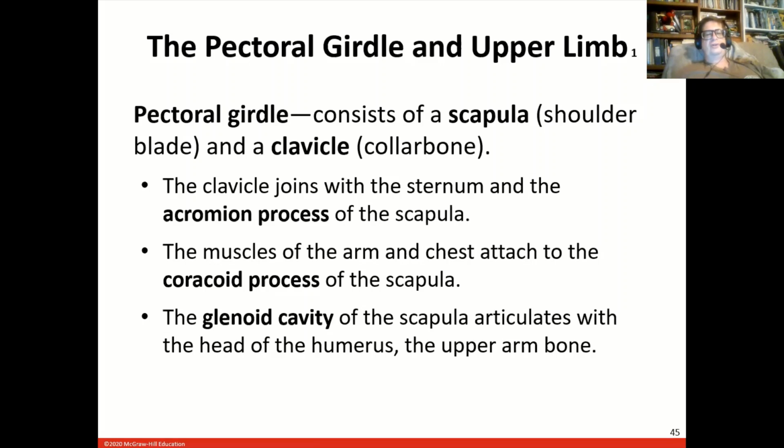The clavicle joins with the sternum at a spot right over there, and the acromion process. And the muscles of the arm and chest attach to the coracoid process on the scapula. Coracoid means, if you think of the word corvid, it's a crow. Corvids are crows, birds related to them. And the coracoid process, you have to use your imagination, but the people who were naming parts of bones thought it looked pointy, kind of like the beak of a raven, and that's where it got its name. Anyway, so it's the pointy bit.